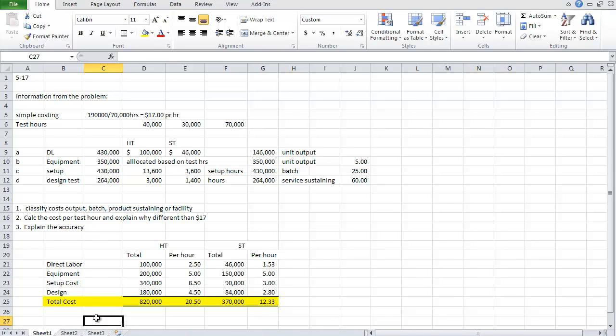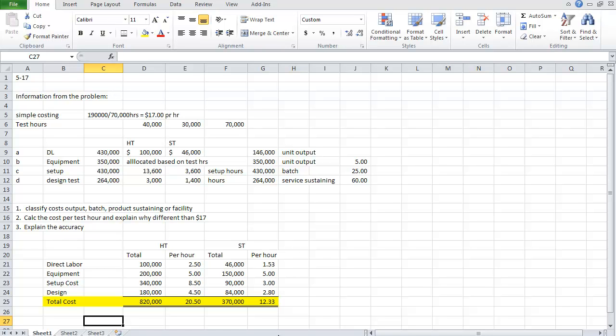So rather than a blended rate of 17, we see that the heat testing should actually be at $20.50, and the stress testing should really only be at $12.33. So the reason that heat testing uses direct labor, setup, and design resources per hour more intensely than the stress testing is that heat tests are more complex, they take longer, they're more difficult to design.